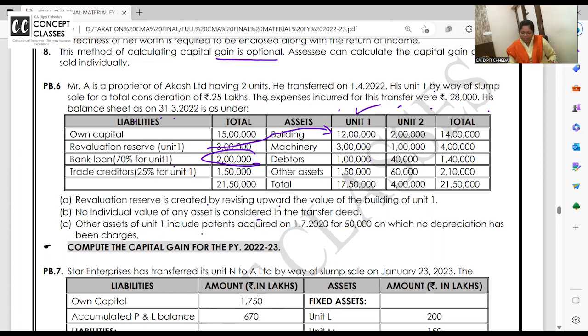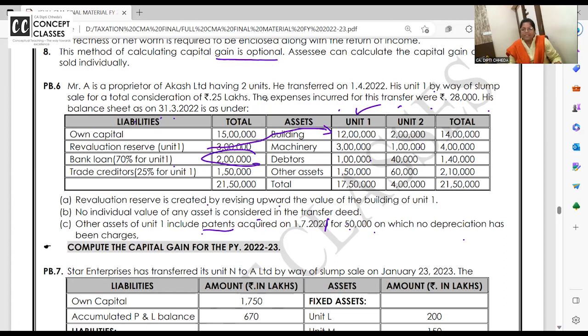Other assets of unit 1 include a patent which was acquired on 1st of July 2021 for 50,000, on which no depreciation is charged. Okay, 1 minute. Make it 2021, please.